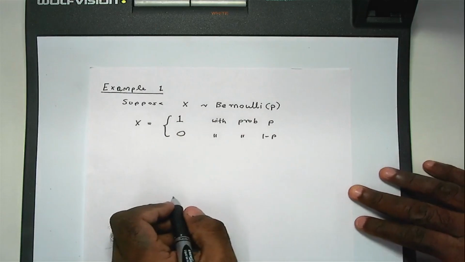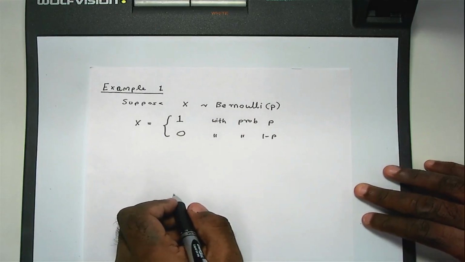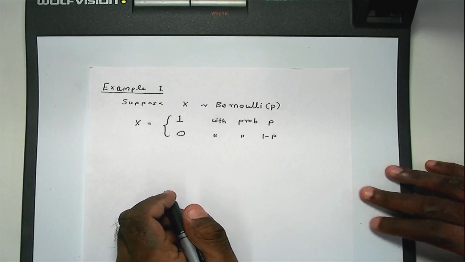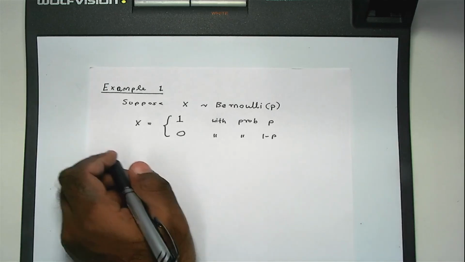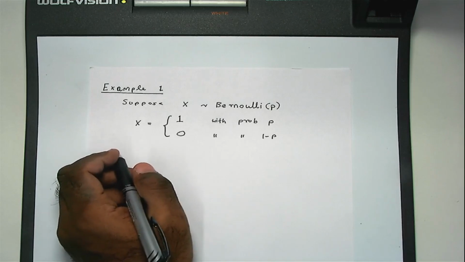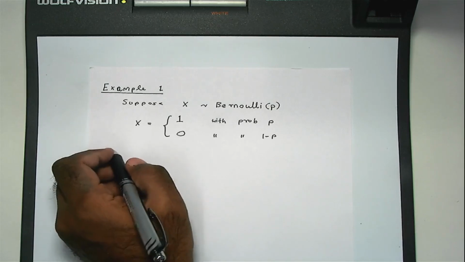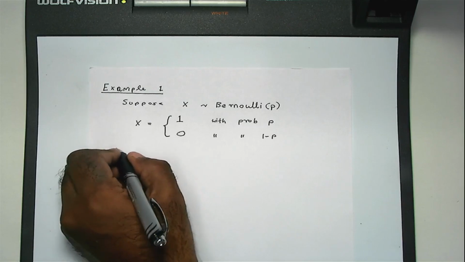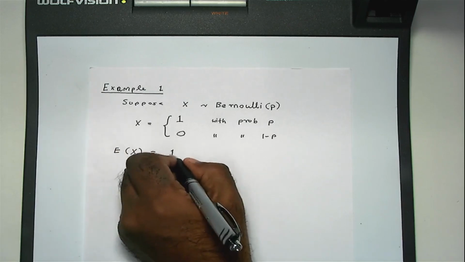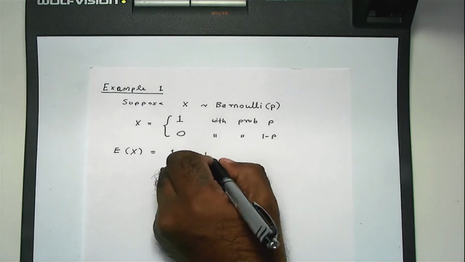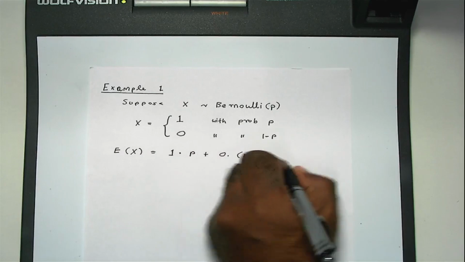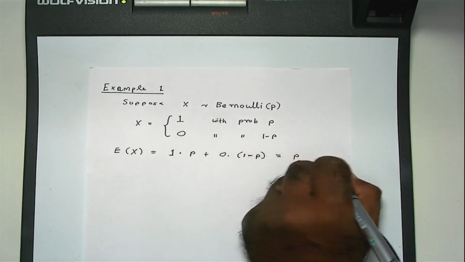Okay. Now let's try to work out the things I mentioned in the last couple of slides. The first thing is the expectation of x. The expectation of x is simply 1 times p plus 0 times 1 minus p, which is, of course, p, right? The second thing is the variance.